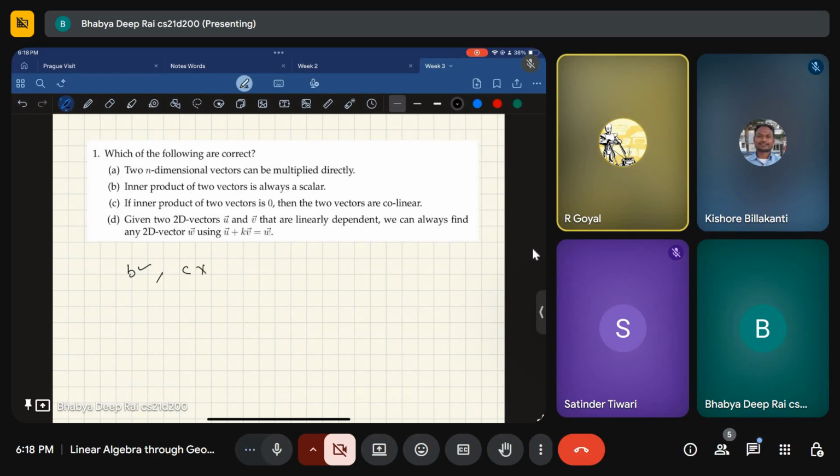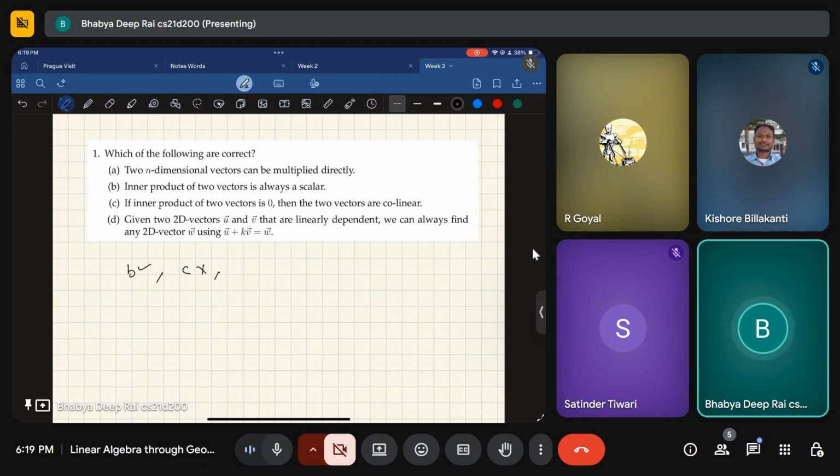D is collinear. Given the two vectors U and V, which are linearly dependent, we should be able to find any 2D vector W that can be written as a linear combination of U and V. I'm not sure, but D seems to be correct.